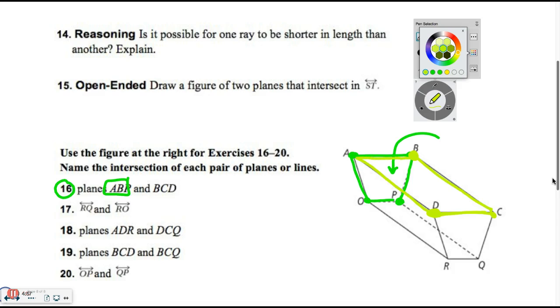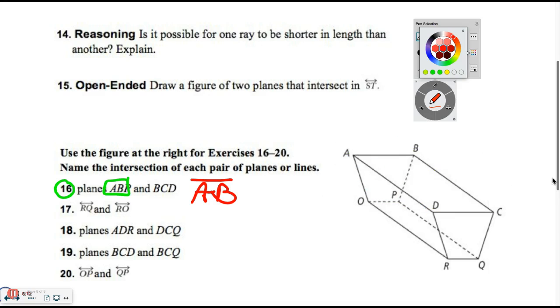Now where did they intersect? Where are the green and the yellow intersecting, and you'll see that they're intersecting right here. They're both going through a line AB. All right, so we'll try one more of those.